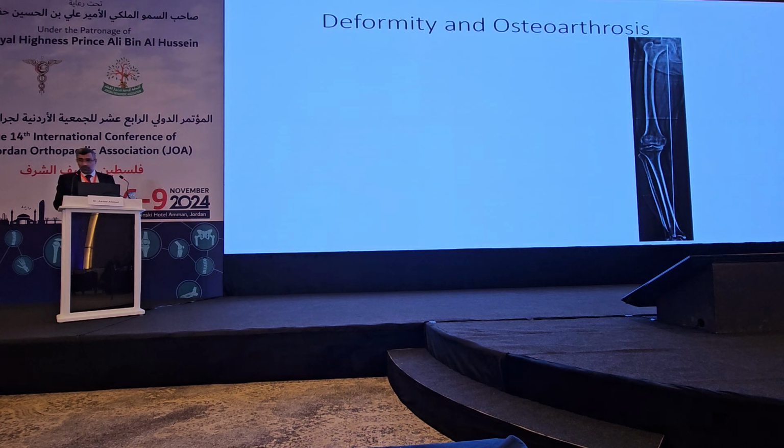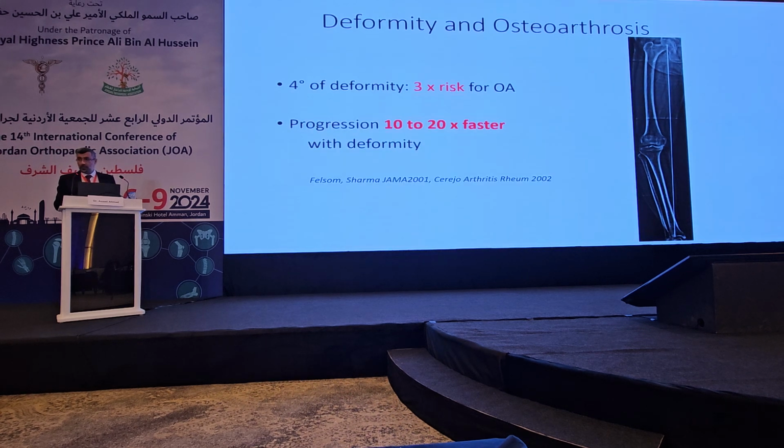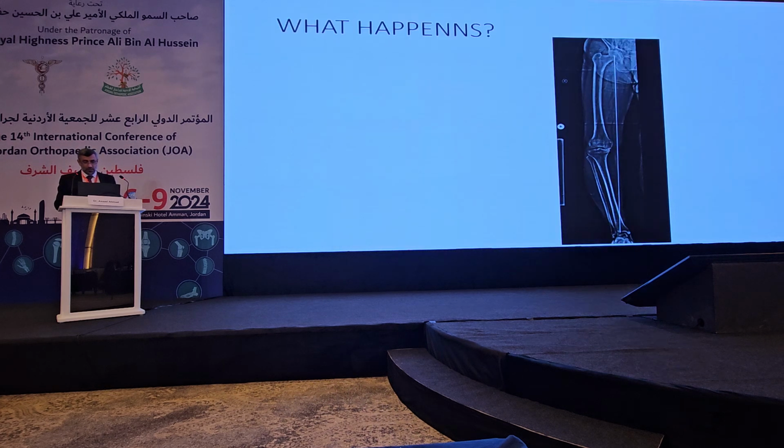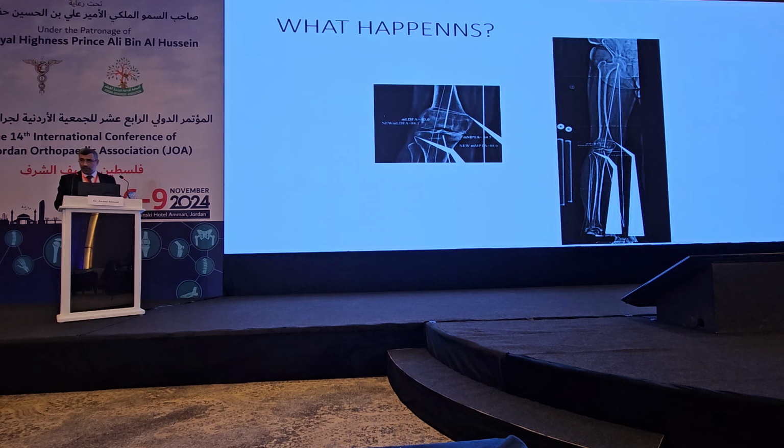So what's the relation of deformity with osteoarthrosis? We know from the literature that each 4 degrees of malalignment will increase the risk to develop osteoarthrosis by 3 times. And if it develops, there is a risk of progression by 10 to 20 times. So this is important. What happens if we shift the mechanical axis from medial to lateral compartment?